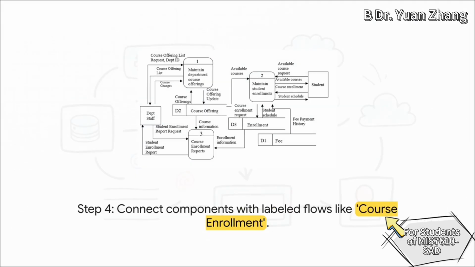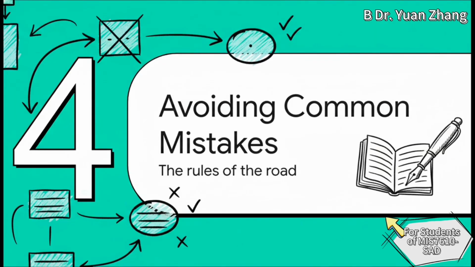And finally, the step that brings it all to life. Step 4, we connect everything with data flows. These are the arrows that show data in motion. You'll draw arrows from entities to processes, from processes back to entities, and between your processes and your data stores. And this part is absolutely critical. Every single arrow must have a label that describes what data is flowing. An unlabeled arrow is useless. It tells us nothing.